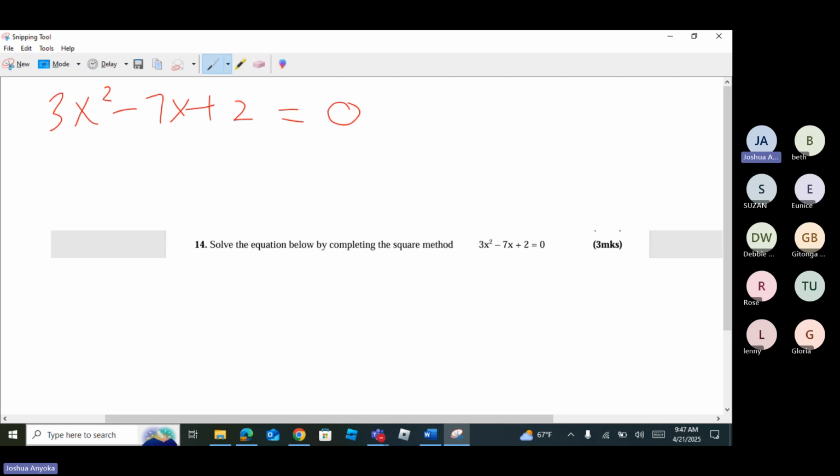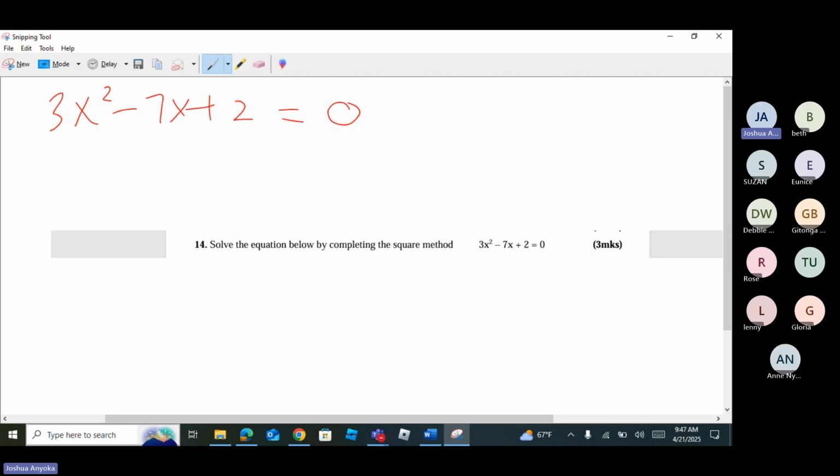There are a number of things you agreed, but let us refresh. We agreed that for us to start off completing the square, the coefficient of x squared must be 1. So the first step is to divide by 3 throughout.